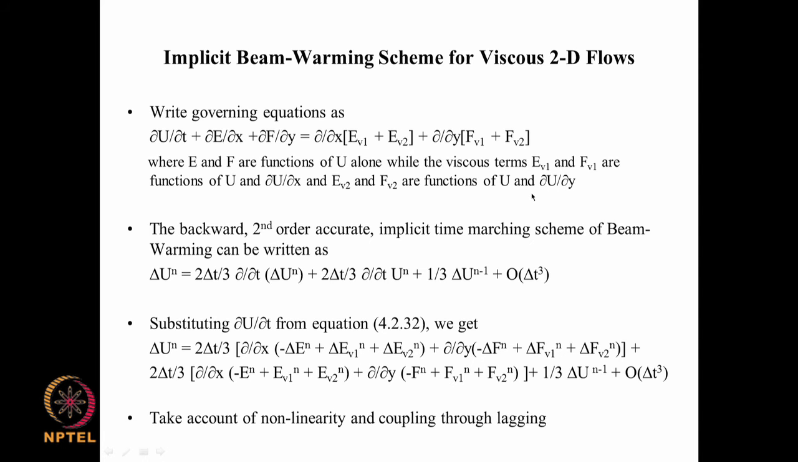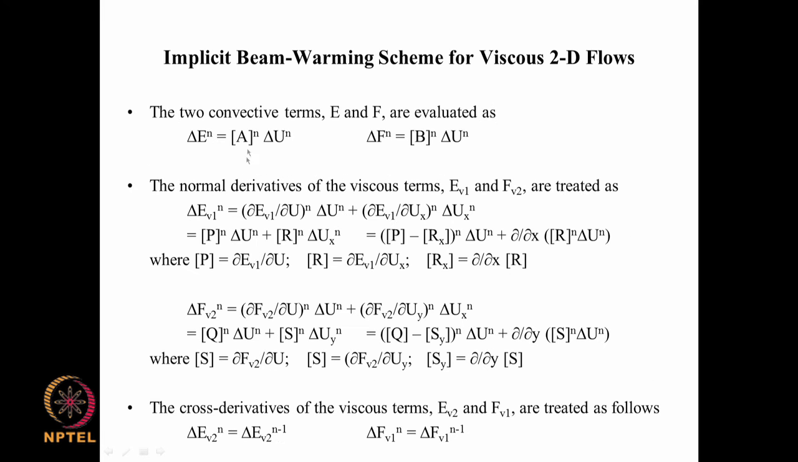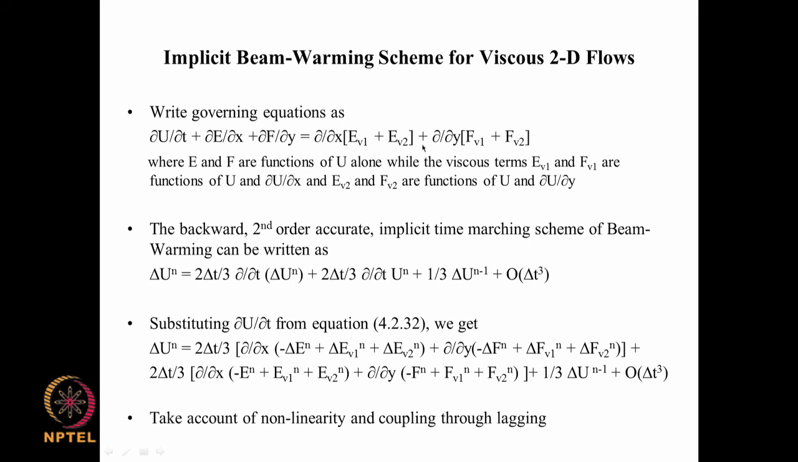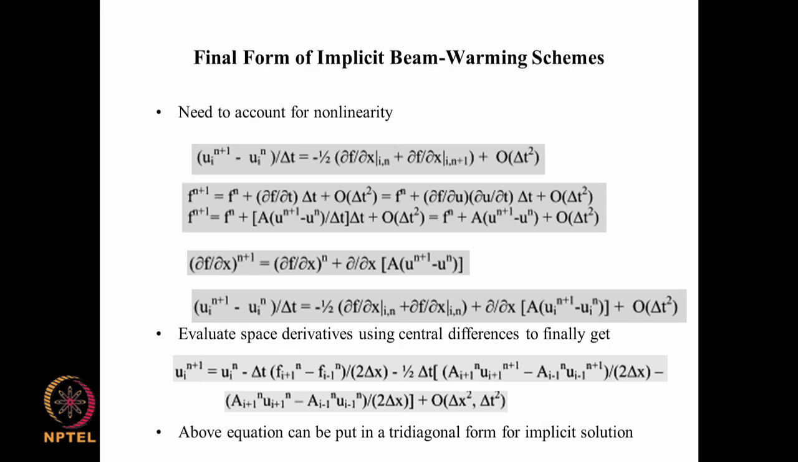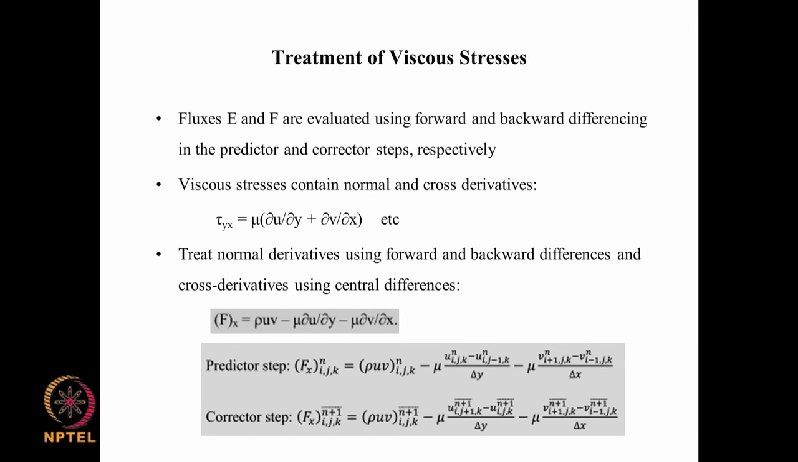So, we are making a distinction among the various terms that appear in these equations, and these are being done in a different way. As we have noted for the McCormack scheme, the evaluation of the viscous terms brings in the idea of normal derivatives and cross derivatives, and we should be able to go back.